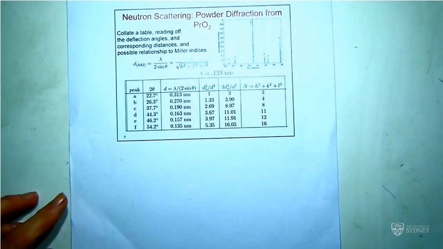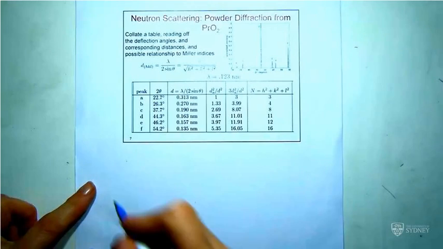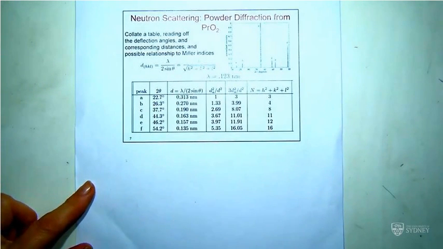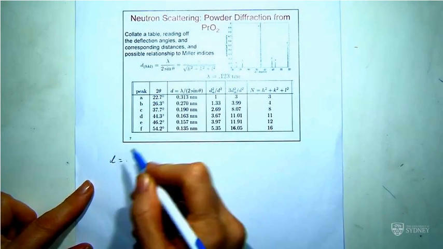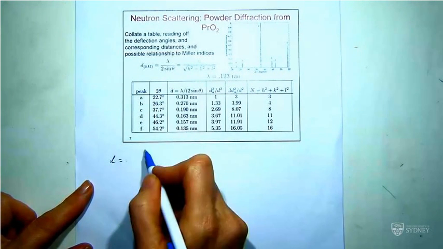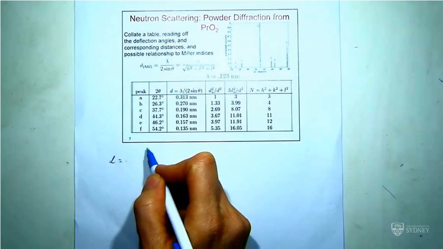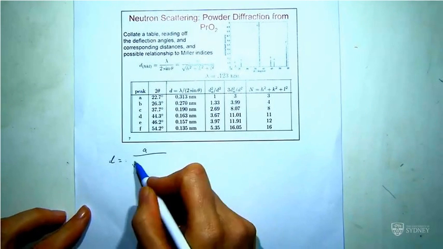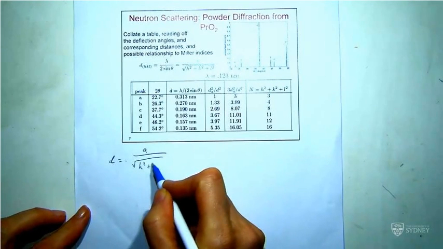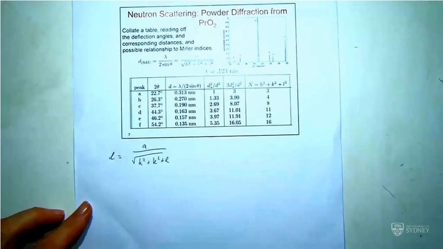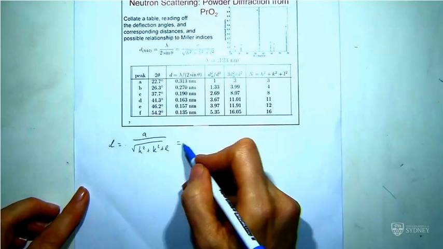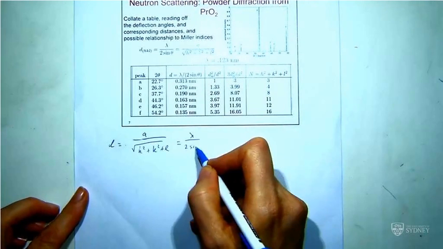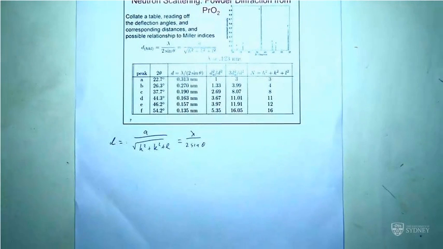So let's think about what we know. We measure these things, so we know these, okay? Those are our results. And we know that the distance between lattice planes is equal to a, the lattice constant, over the square root of h squared plus k squared plus l squared. We know that, and we know this relationship. It's equal to lambda over 2 sine theta. So those are the things that we know for sure.